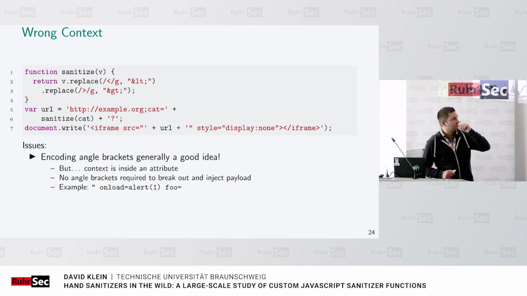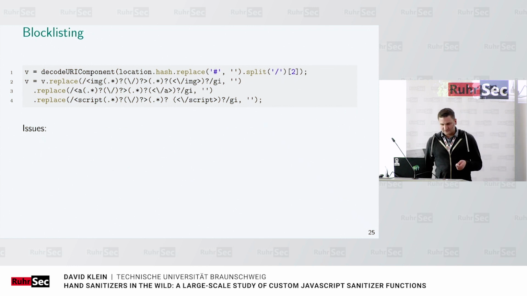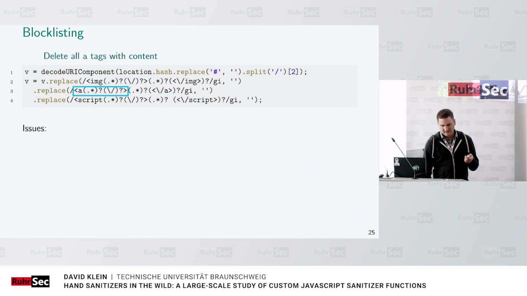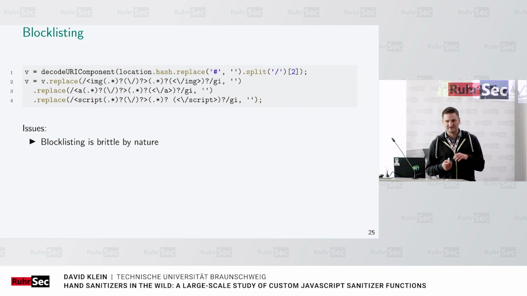That's probably the main issue, even with the ones we found, which were secure in the way we found them. If you change the surrounding code a tiny bit, they're completely pointless and broken again. Then people try to do block listing. I'm not quite sure how they came up with this. What it does is first delete all image tags with their content, delete all anchor tags, and delete all script tags.